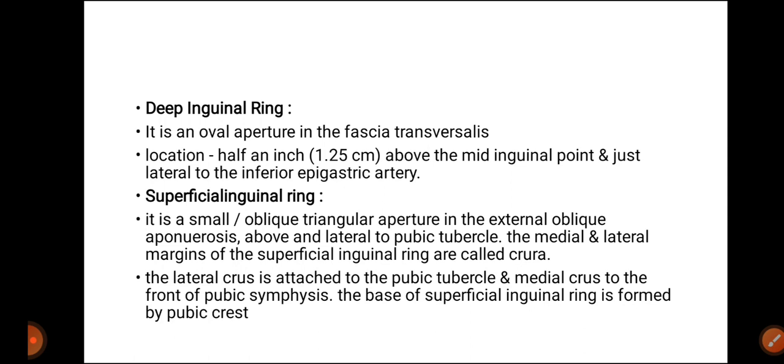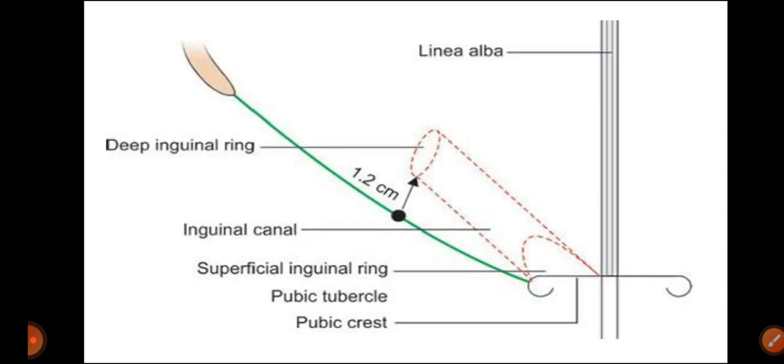Next, first of all we see the deep inguinal ring. It is an oval aperture in the transversalis fascia. See here, this is the deep inguinal ring. It is an oval opening in the transversalis fascia and lies 1.25 centimeters above the mid inguinal point.